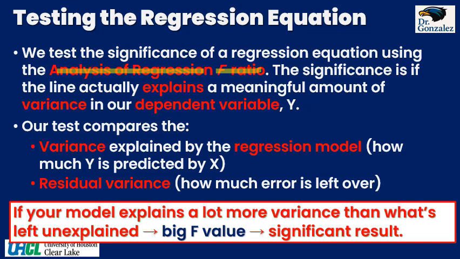And the significance of that F ratio is going to be if the line actually explains a meaningful amount of variance in our dependent variable Y. So how much is Y varying there? Can it be attributed to this? Can that variance be attributed to something? Is it explained by our model? So your test is going to compare variance explained by your model, so how much Y was predicted by X, and then a residual variance, how much error is left over.